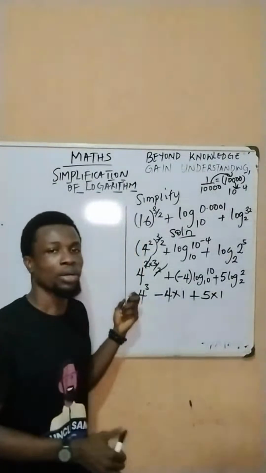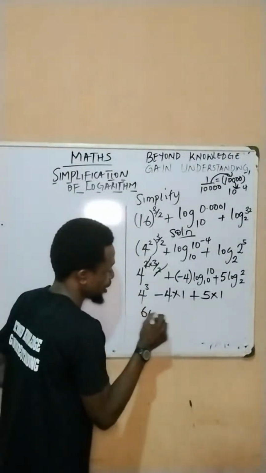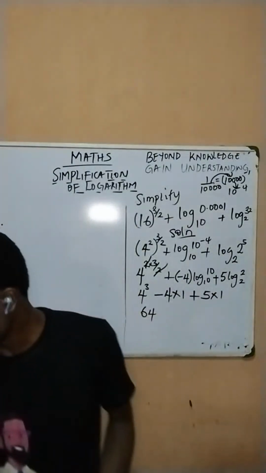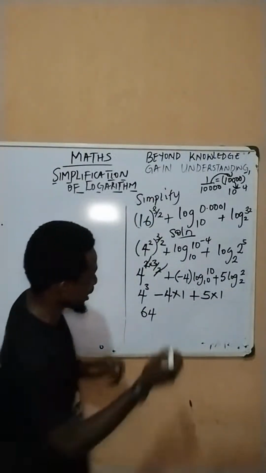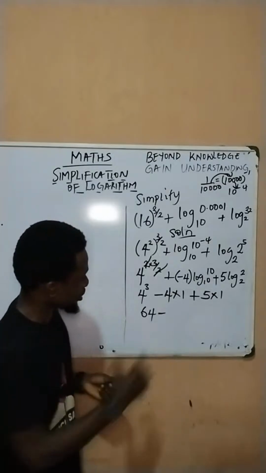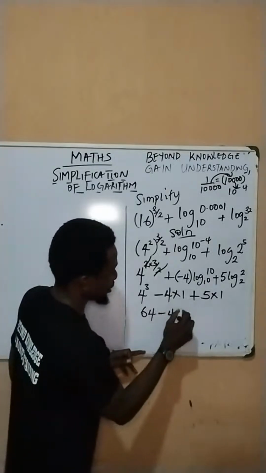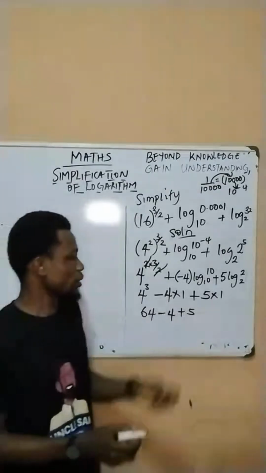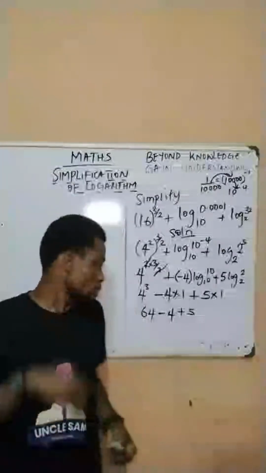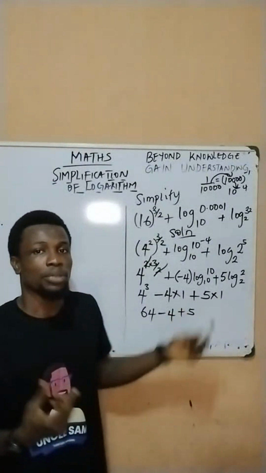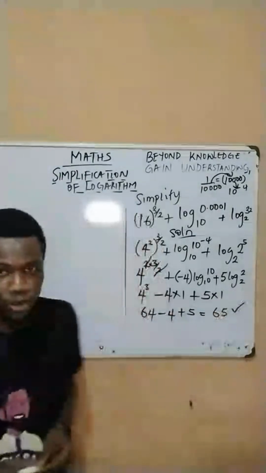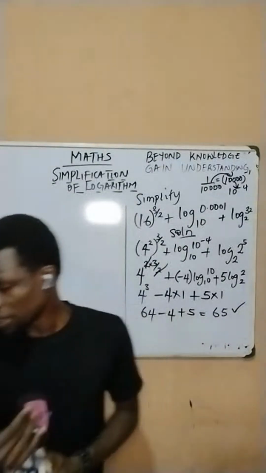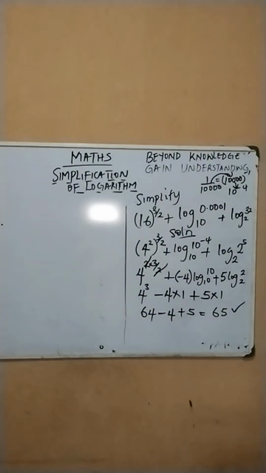And then 4 raised to the power of 3 is going to give us 64. Then minus 4 times 1 is 4. Then plus 5. So 64 minus 4 will give us 60, and 60 plus 5 is going to give us 65. This is what you have. We have successfully simplified this given expression. And isn't it interesting? Isn't it?